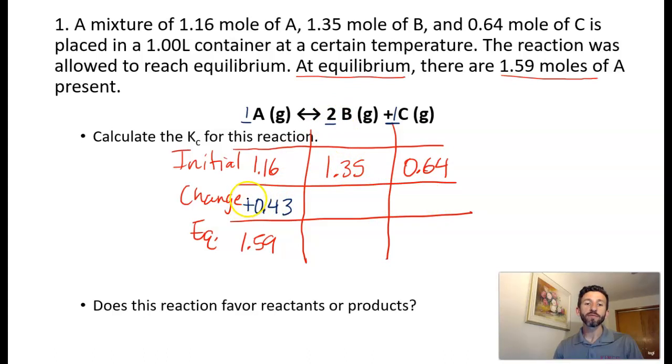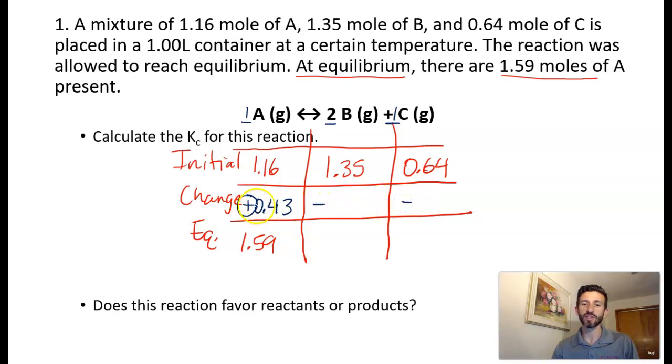So if on the reactant side we are gaining, okay, that means this reaction is weighing heavily towards the reactant side. That means on the product side I've got to lose. They always do opposite. So if I'm gaining on the reactant, I'm going to lose on the product, or vice versa. So here, both of these are going to be subtractions.